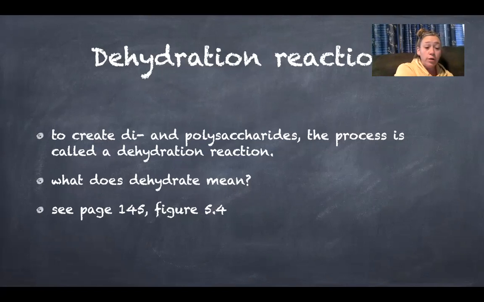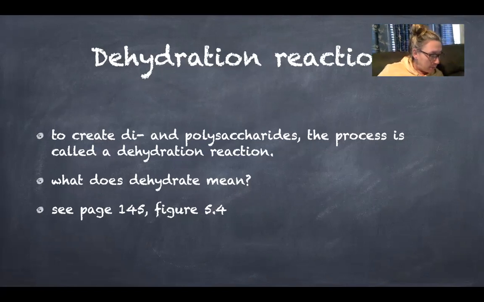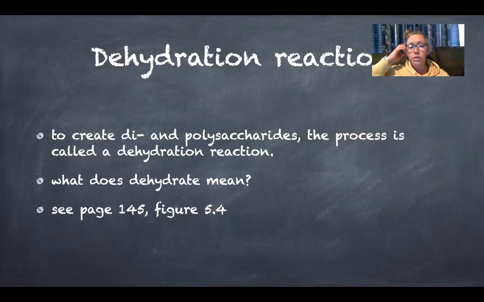So turn to page 145. That's just our next page there. See, I'm not drawing this week. You guys are saved. So the dehydration reaction creates a disaccharide plus water. Water is going to be the byproduct of a dehydration reaction because we're removing it. So we're removing an H and an OH, two H's and an oxygen, a water molecule. Okay, hopefully that makes sense.